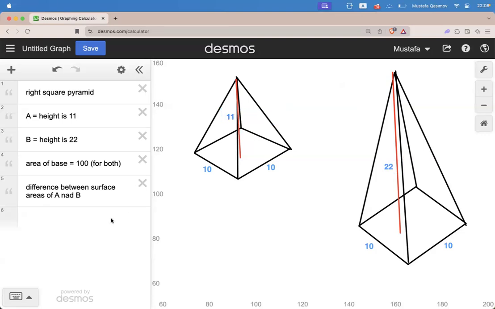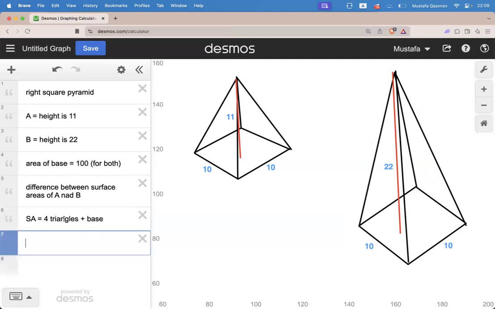Now let's find the surface area. When we are finding the difference between surface areas, how do we find the surface area of one pyramid? We know that surface area is equal to 4 triangles plus the base. But when you find the difference between them, because their bases are the same, they will be eliminated, right? We have to find just the area of a triangle. So that's why we need to find just the area of one triangle. So the difference is equal to.